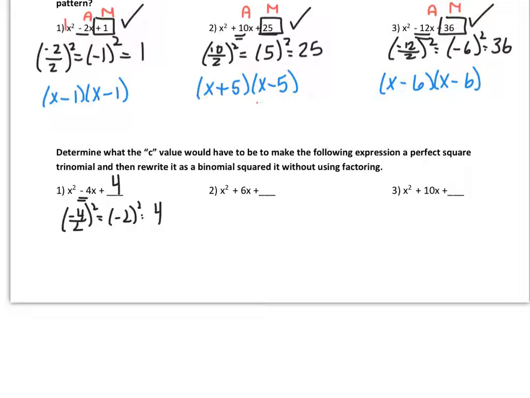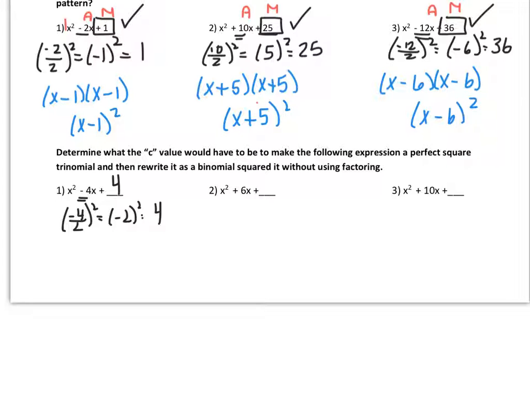And let's go back up here to these actually before we do that. Would you agree that I could write this as x minus 1 squared? And this as, oh, this should have been a plus, sorry, x plus 5 squared. And this one as x minus 6 squared.